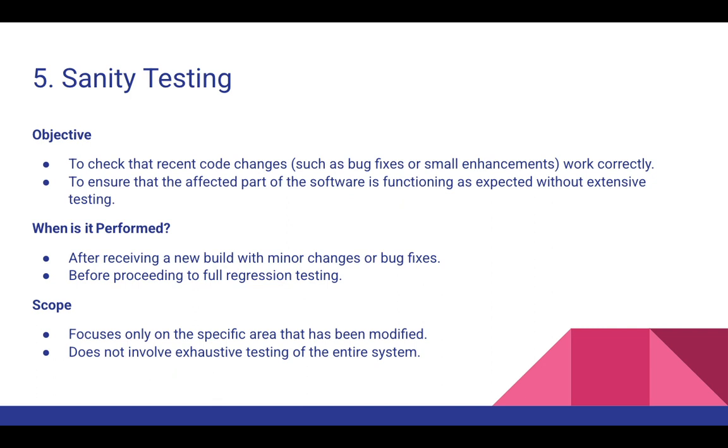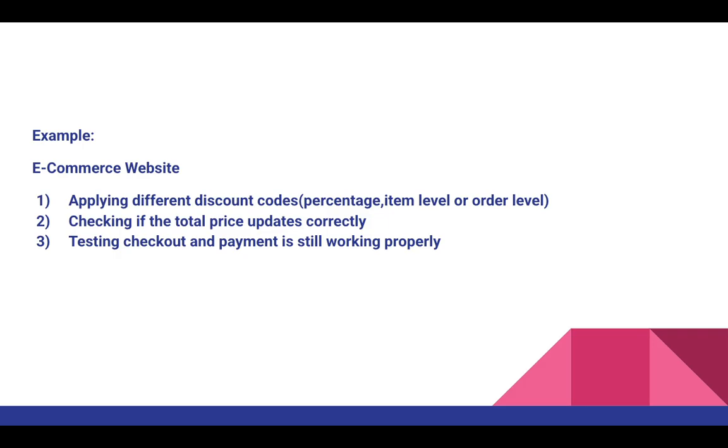Again, let's look into the example. We will again take an example of an e-commerce website as we use it daily so we can understand it in a better way. Suppose now we are applying different discount codes. We have discounts on our products when we order our products from Amazon or Flipkart. We have seen the discounts are being applied. So there can be different types of discount. It can be on item level, it can be on order level. Item level is on a particular product and order level is on the entire order. Okay, so we are applying those discounts.